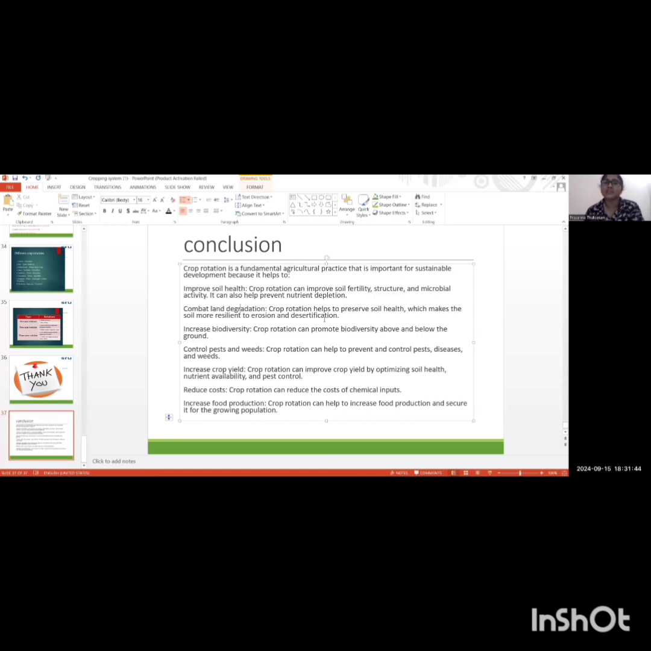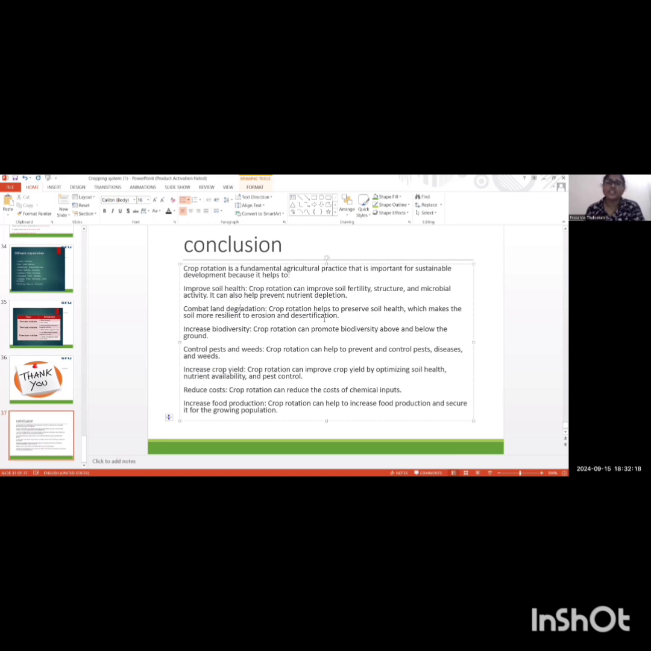So crop rotation helps to preserve soil health, which makes the soil more resilient to erosion and desertification. It increases biodiversity. Crop rotation can promote biodiversity above and below the ground. So crop rotation also helps in the control of pests and also helps in the control of weeds. And crop rotation can help to prevent and control pests, diseases, and also weeds.